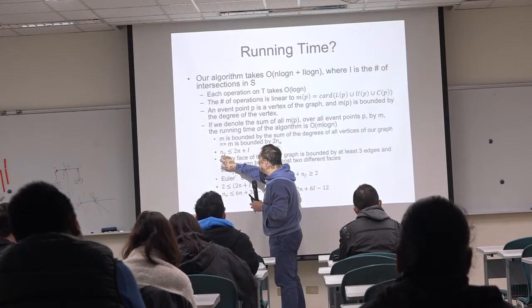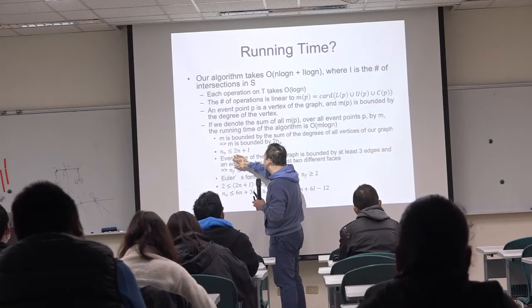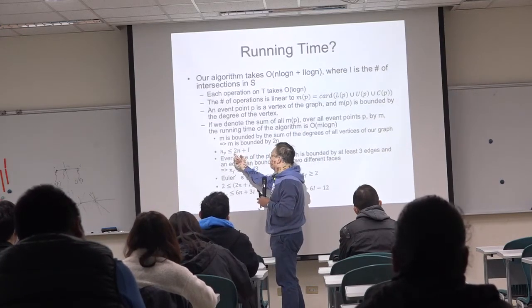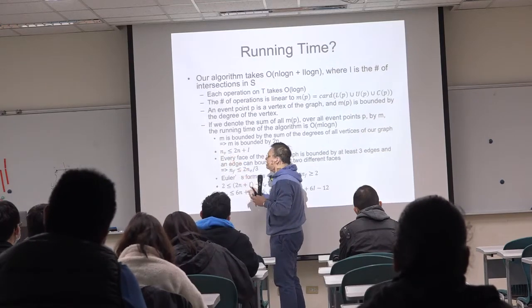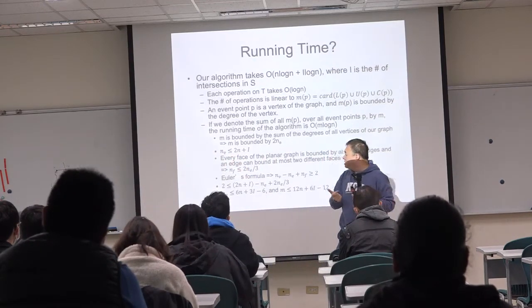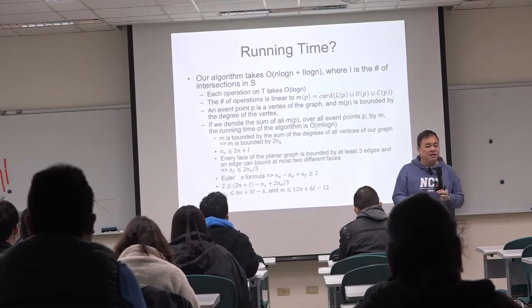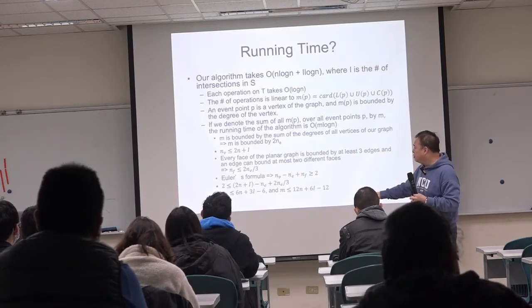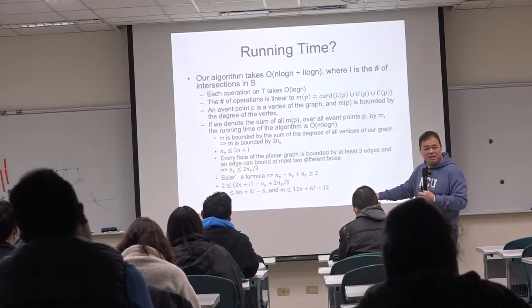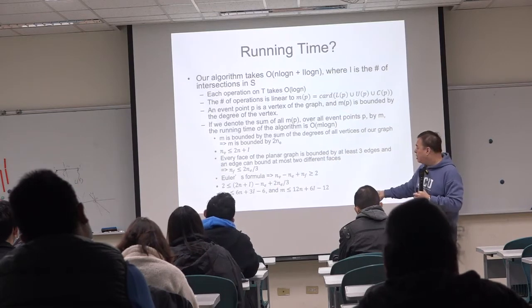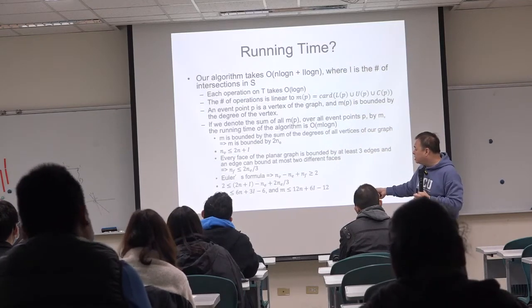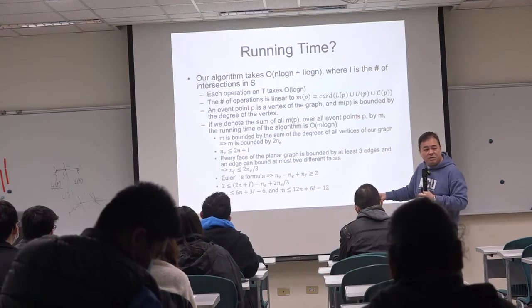And we know the number of vertices is going to be smaller or equal to 2n plus I. Why? Well, NV is going to be the number of event points anyway, right? So what are the event points? Well, the endpoints of all the segments is going to be 2n, as well as all the intersections, so I, right? I is the number of intersections.